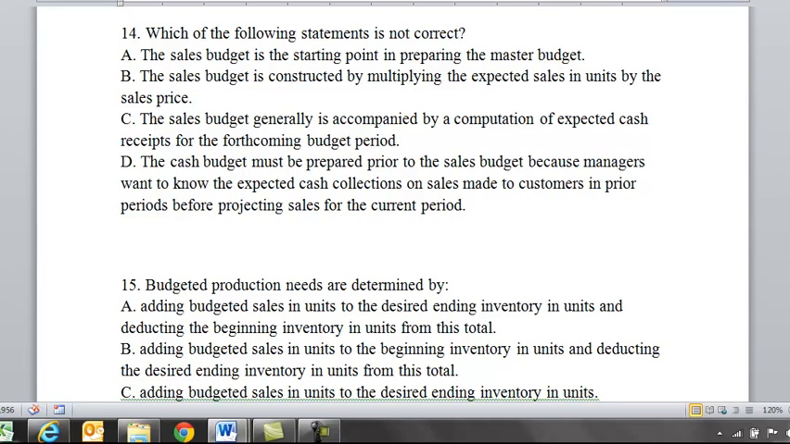And that's based on historical information that tells you how much you collect in each period of time that a sale is made, and then how much you're going to collect in subsequent periods. And then D, the cash budget must be prepared prior to the sales budget. And that's not correct. It's prepared after. And way after, actually. So D is not correct.